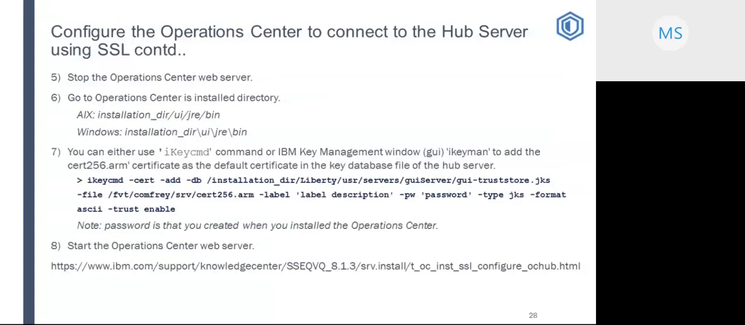Stop the Operation Center, then cd to the Operation Center install directory and run the ikeycmd command to add the Hub Server certificate to the Operation Center. You can also use the IBM Key Management tool, which is a graphical interface using ikeyman, to add the certificates. Below is the command to add the certificates using the command line. Note here, ensure you use the same password that was created during the Operation Center installation. Once you add the certificates, you can start the Operation Center, and SSL is configured and communication is secured.